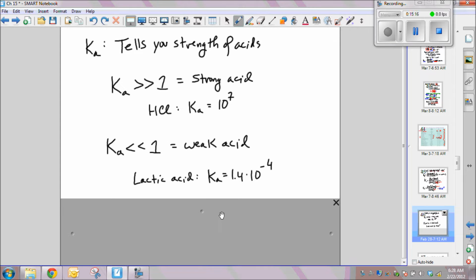Not much of that material ionizes. Depending, you can have a concentrated solution, having a high molarity, but the strength of the acid is not high. It's a very weak acid, not much ionizes.